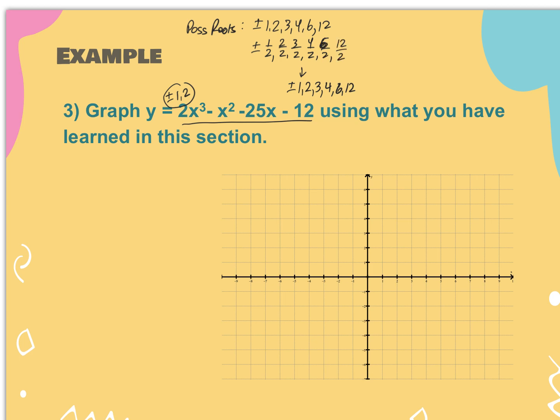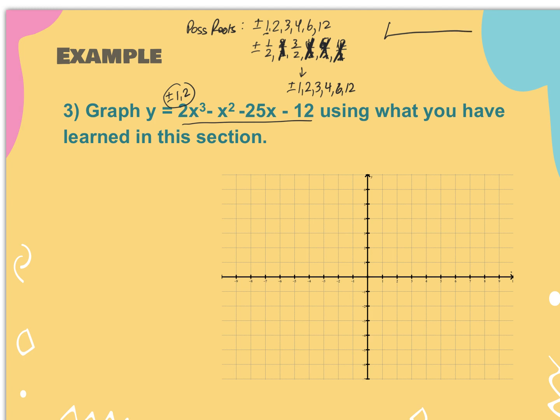Now what happens is, if you think about it, 2 over 2 is 1, and I've already accounted for 1 up there. 4 over 2 is 2, which I've already accounted for in the top one. 6 over 2 is 3, which I already have. And 12 over 2 is 6, which I already have. So what's left over is there. So those are my possible numbers that I'm going to use for synthetic division.